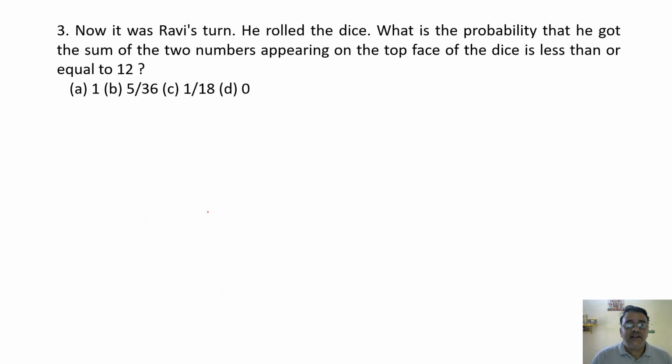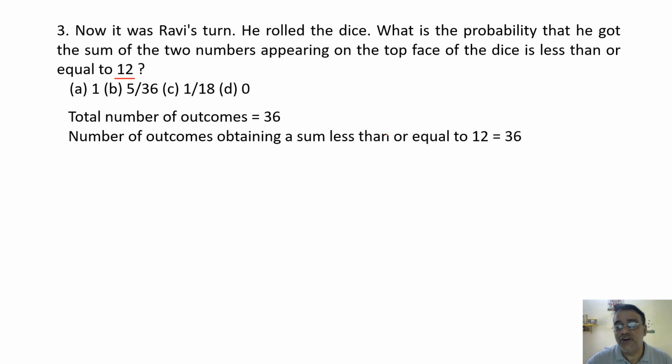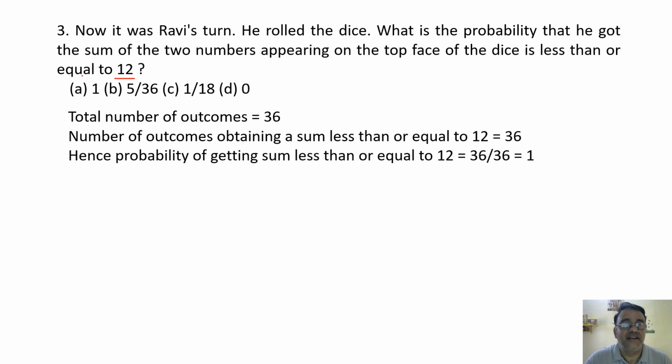Right, now it was Ravi's turn. He rolled the dice. What is the probability that the sum of the 2 numbers appearing on the top face of the dice is less than or equal to 12? So we will always get less than or equal to 12. The total number of possible favourable outcomes is also 36. It is a sure event and the probability is 1, and the correct option is A.